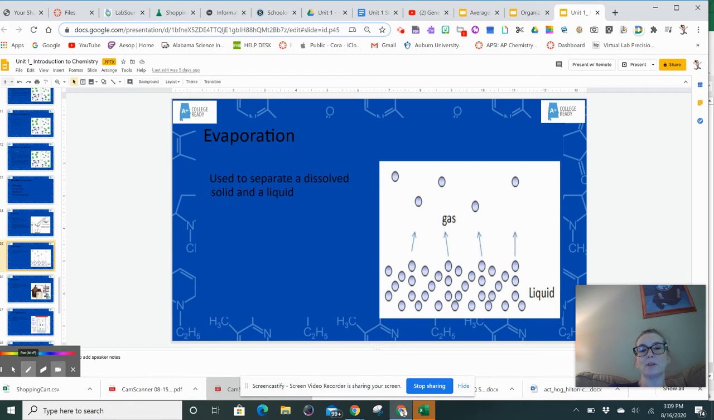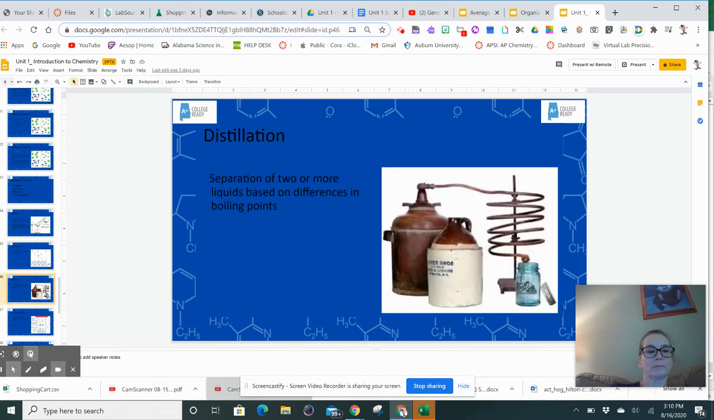Evaporation is another way. Salt water would be a good example of how we would use evaporation. All of the water will evaporate off, leaving behind the salt. And then distillation. This is the way that we can separate out 2 or more liquid mixtures. So it's separation of 2 or more liquids, and it's separating based on boiling point.